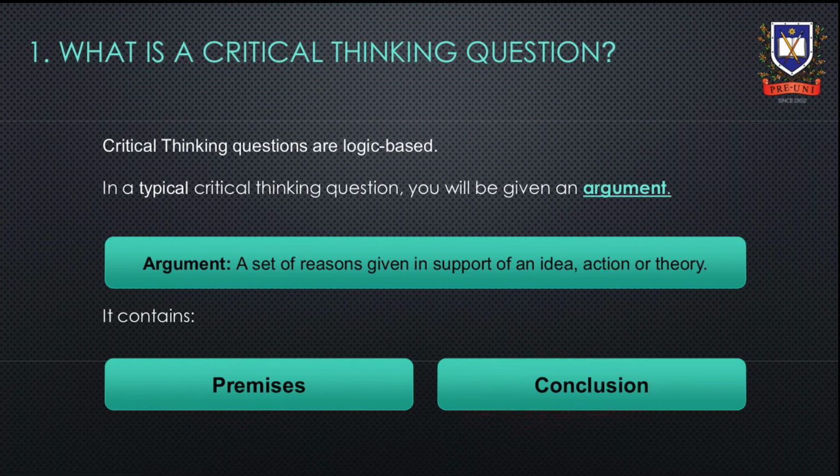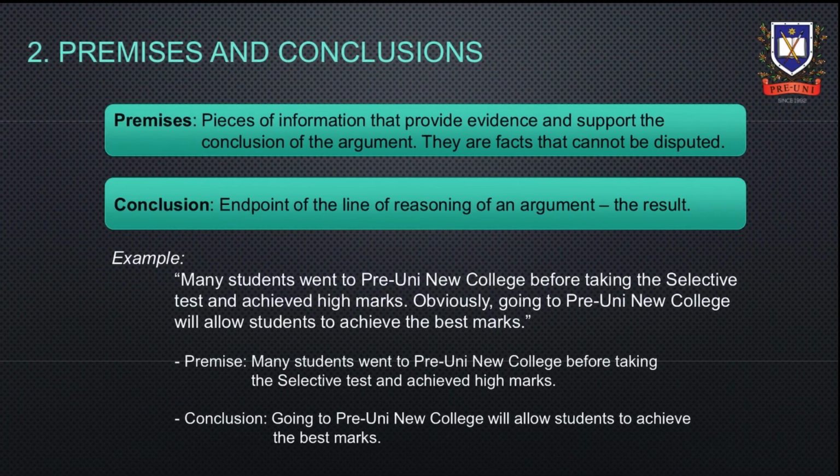Now let's look in detail about what premises and conclusions are. Number 2. Premises and conclusions. Premises are pieces of information that provide evidence and support the conclusion of the argument. These are facts that cannot be disputed. The conclusion is the endpoint of the line of reasoning of an argument, or the result of the argument.